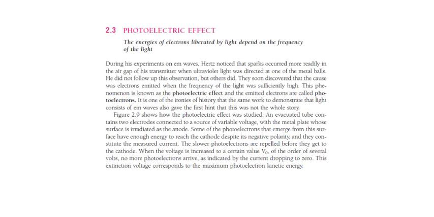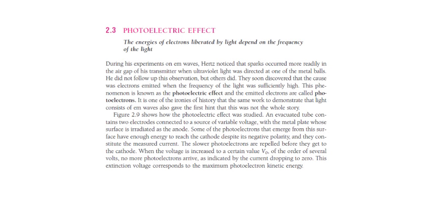In the experimental setup used to study the photoelectric effect, there is an evacuated tube which contains two electrodes, connected to a source of variable voltage, and the metal plate or the anode is irradiated with light. Some photoelectrons emerge from the surface of the anode and have enough energy to reach the cathode, even though the cathode has negative polarity. That is, overcoming the repulsion offered by the cathode, negatively charged electrons starting from the anode reach the cathode and a current is measured in the circuit.